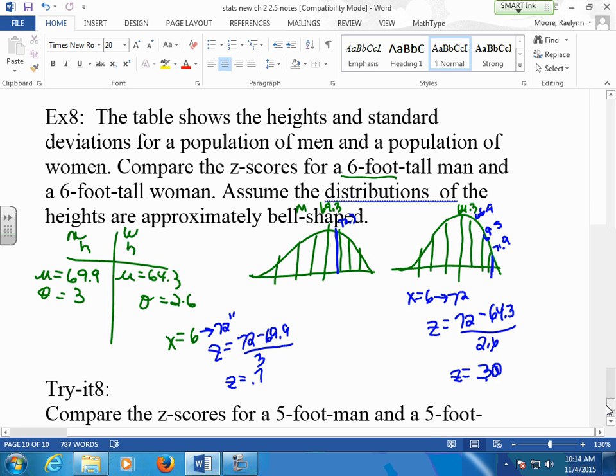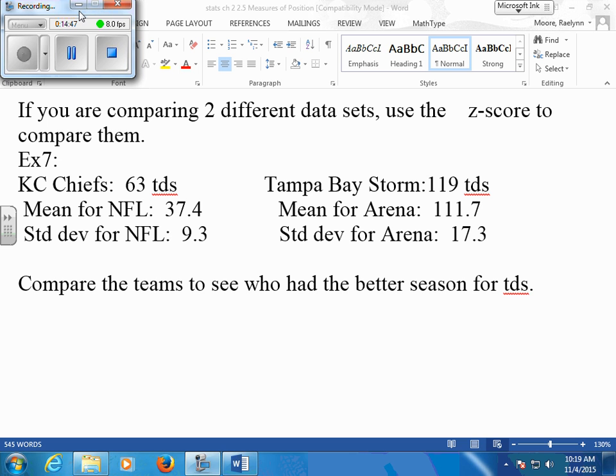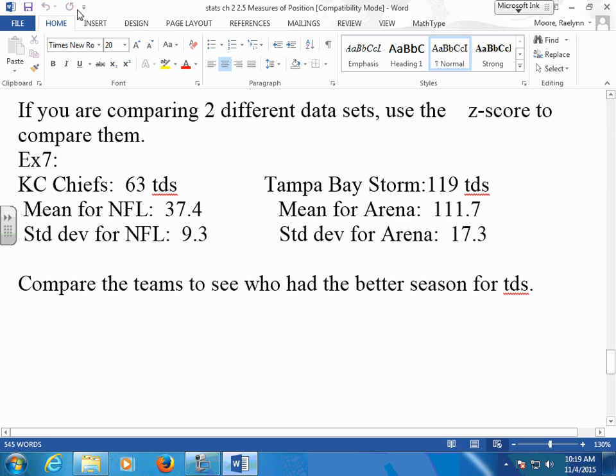There's probably a very good example with the football teams in here. Let me just cut this out for me. We're going to compare these two football teams. Now, if I look at the Kansas City Chiefs and I look at the Tampa Bay Storm, who has more touchdowns? Tampa Bay Storm. Oh, so Tampa Bay should probably be the better team, right?